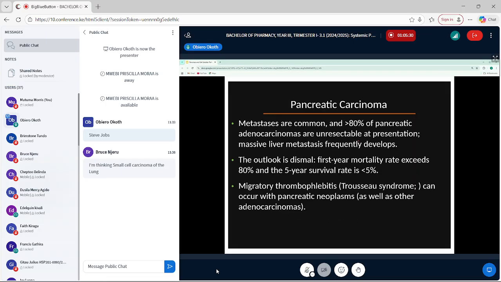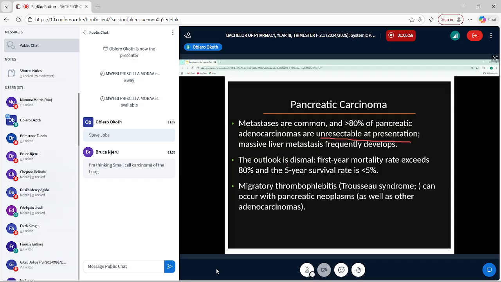Metastases are normally very common, and 80% of pancreatic carcinomas are unresectable at presentation. Most of them have massive liver metastases. We normally don't resect tumors that have metastasized. They're very few. Metastasis normally is a contraindication for doing surgery.